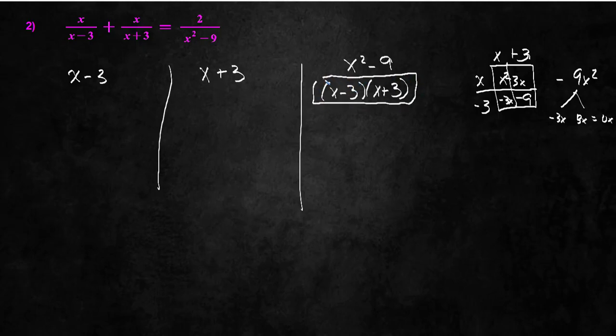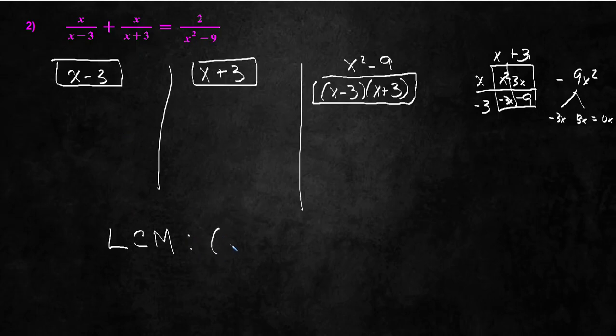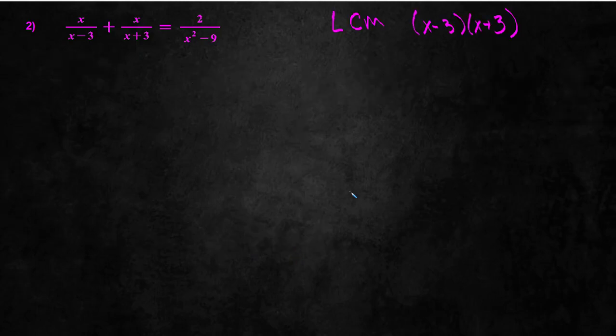I'm looking at these 3 spots and trying to find the LCM. I'm going to take each binomial and identify what is the most of that I have. What is the most number of x minus 3s I have in any one column? Well, I have that 1. What's the most number of x plus 3s I have? I don't have anything with higher than a first power. So my LCM is x minus 3 times x plus 3. The next step is to multiply everything by my LCM.